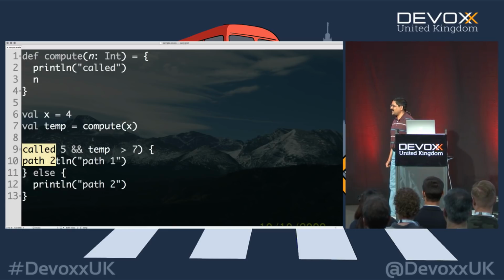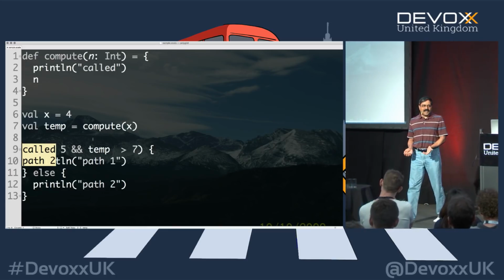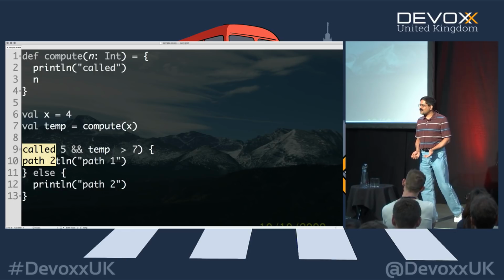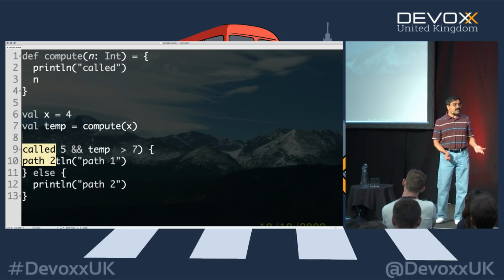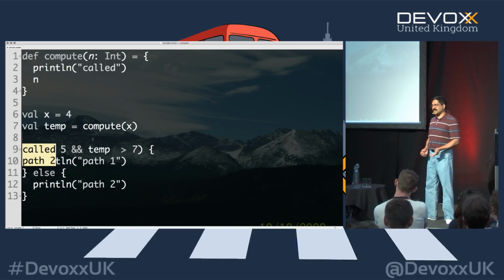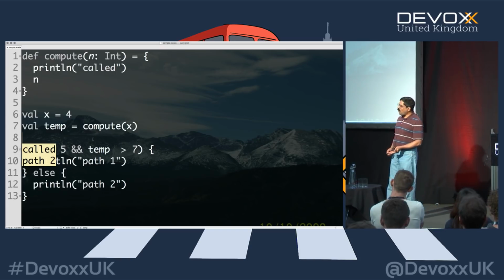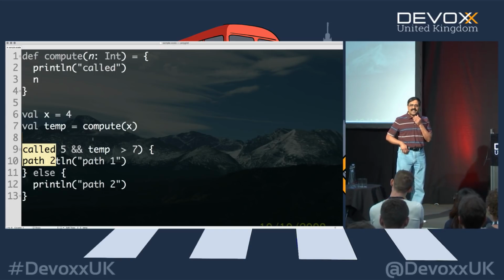What a sad story. Does anyone know why Scala calls compute right now? Because it didn't a few minutes ago, right? Well, the reason is Scala says, what if the compute method has a side effect?